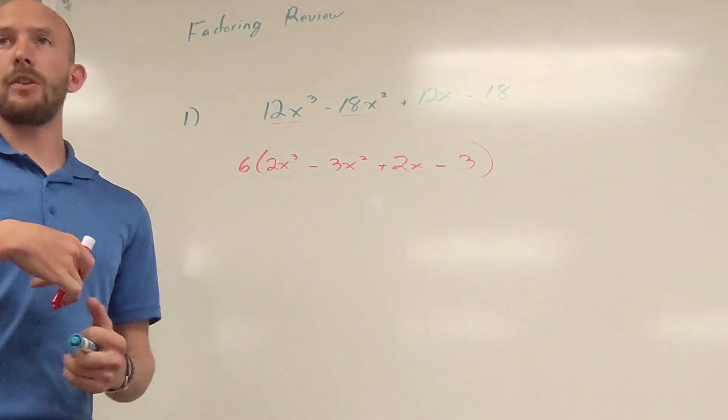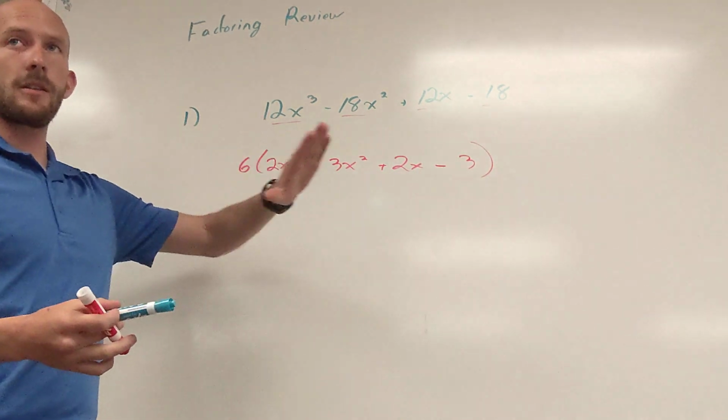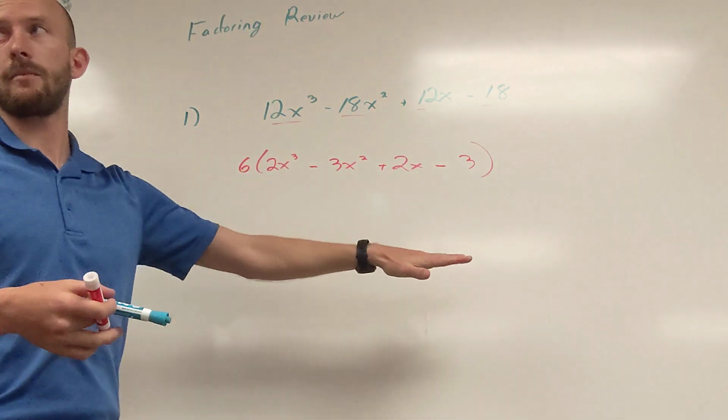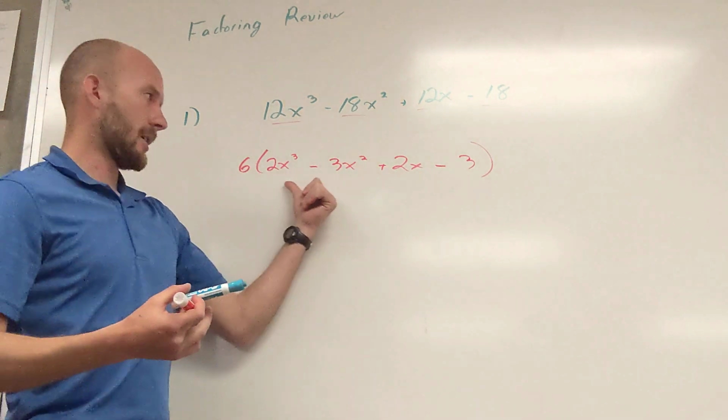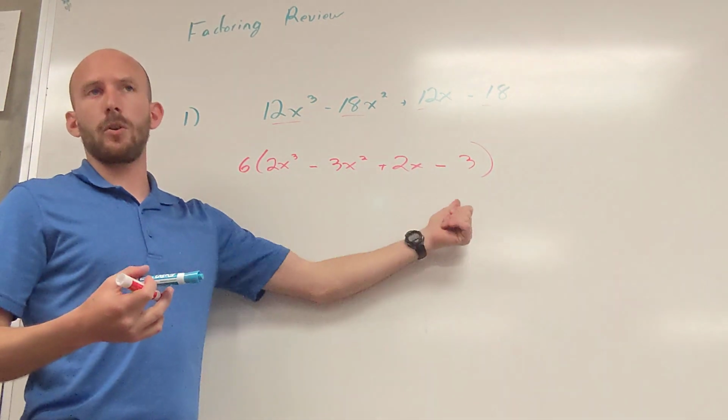Then I need to check, can I factor what's left? Because sometimes I may not be able to. Sometimes it may just be a GCF and then I'm done. Okay? But I need to look at what's left. It has 4 terms.